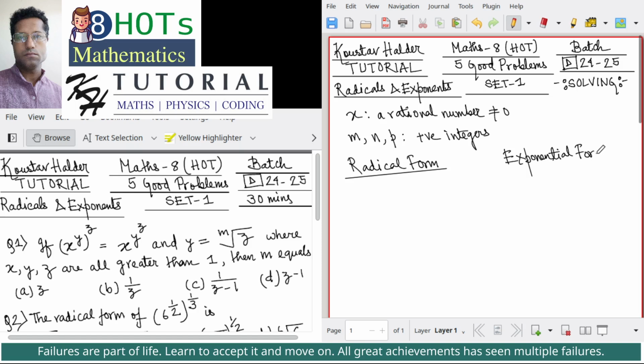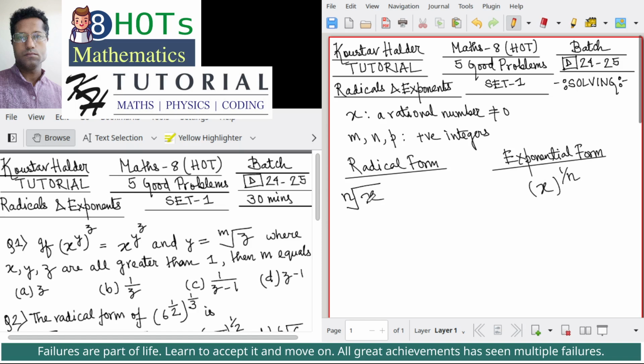so that it will be easy to compare the two forms. Now first of all, the nth root of x. So m and p are positive integers and x is a non-zero rational number. Then this form, which is known as the nth root of x, this is the radical form. Now this value in the exponential form is x to the power 1 by n.